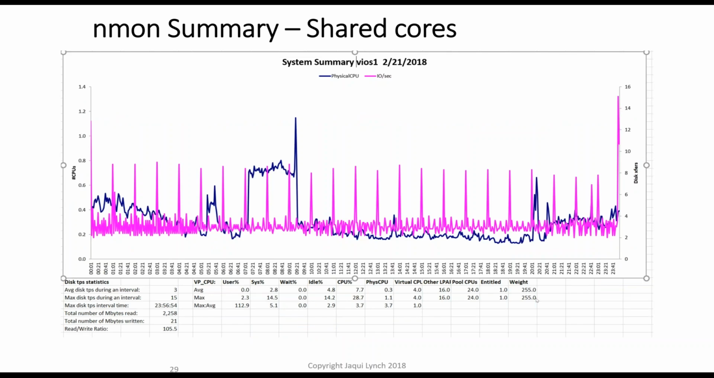And then this is an example in a shared core world. Again, I've got an entitlement of 1. So my entitlement's up here, and I'm not coming close to it. I'm averaging 0.3. And this is my VIO server. I peaked at 1.1, so I would not increase my entitlement for this. But these are the kind of things that you're going to look at.